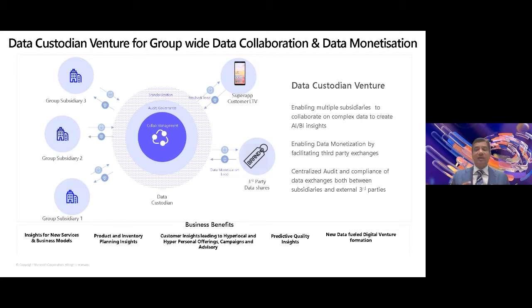Now, the idea behind setting up this data custodian is to enable the multiple business units and subsidiaries to really collaborate on complex data to create AI/BI insights. And like I said before, bringing that data together from the different business units actually affords net new insights that were previously not available to the individual business units by themselves. And in some of our customers, this has actually enabled them to drive net new products and services by allowing them to monetize that information and facilitate exchanges of that information with third parties, right?